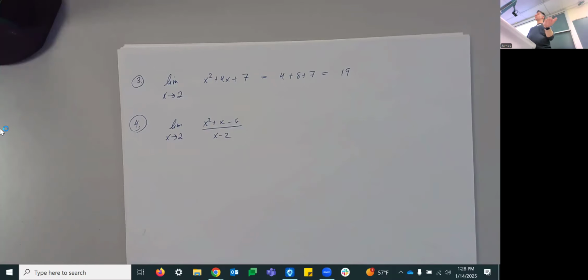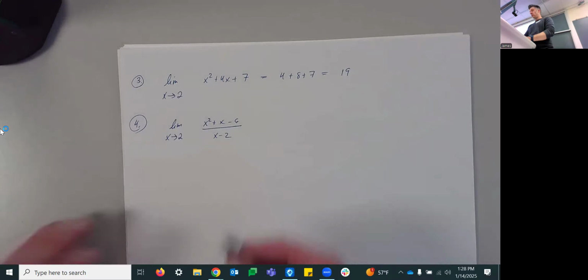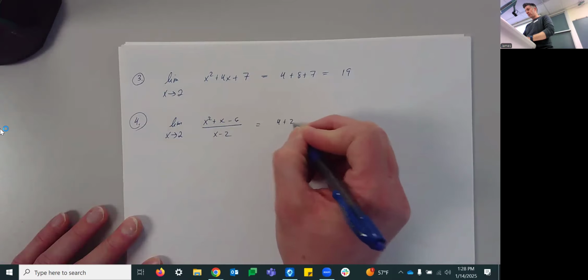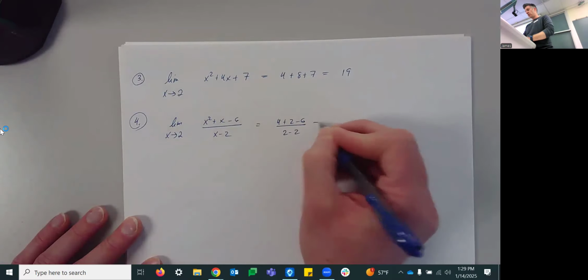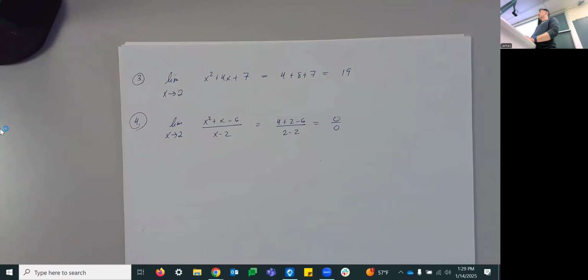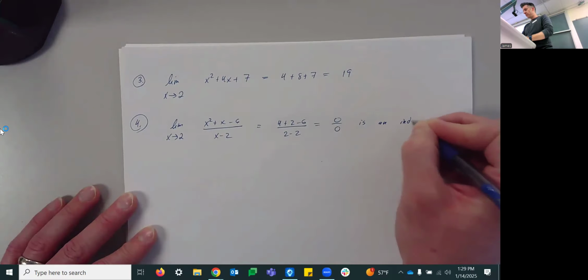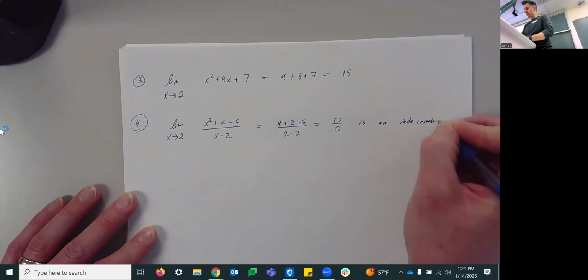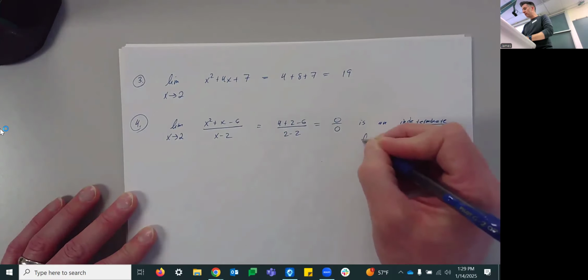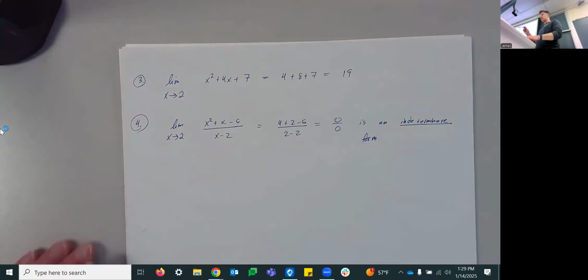And so for a limit like this, you should at least think about what happens when you plug in 2 before you move on to doing something else. So if I plugged in 2, I would get 4 plus 2 minus 6 over 2 minus 2, which is 0 divided by 0, which is not necessarily equal to 1. Occasionally it happens to be 1, but it's what's called an indeterminate form. So 0 over 0 is an indeterminate form. It's also undefined, but specifically, it's this kind of undefined.